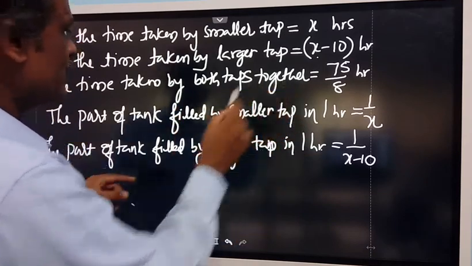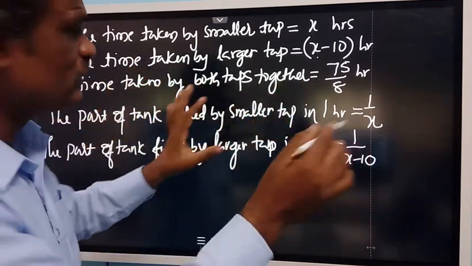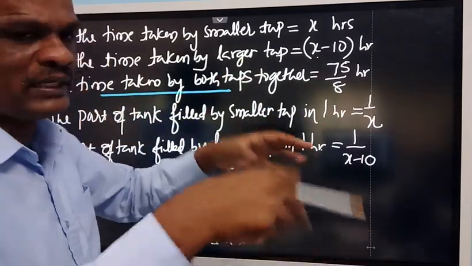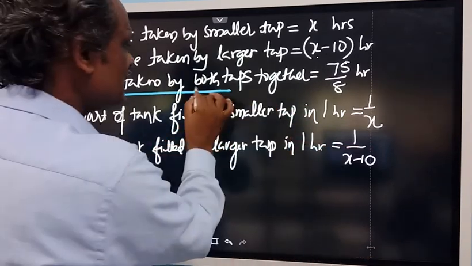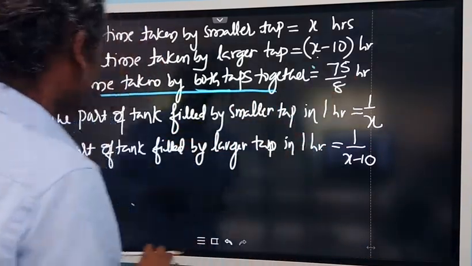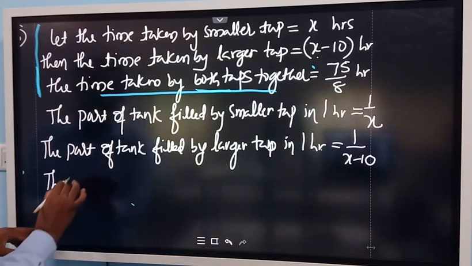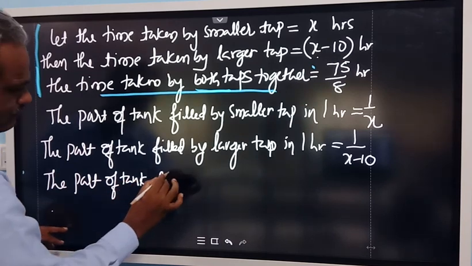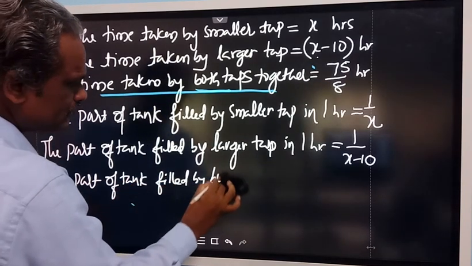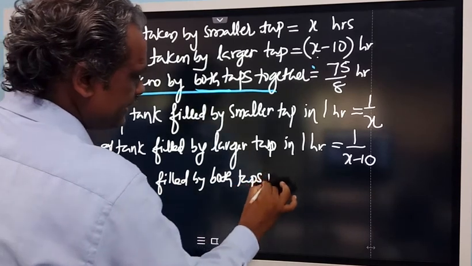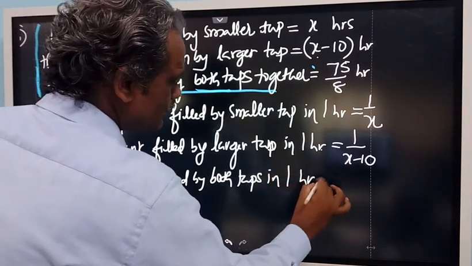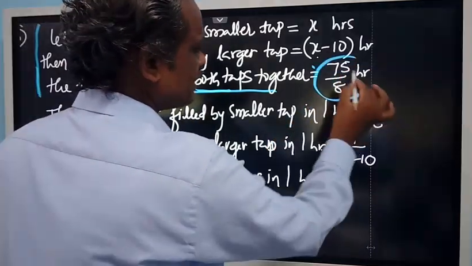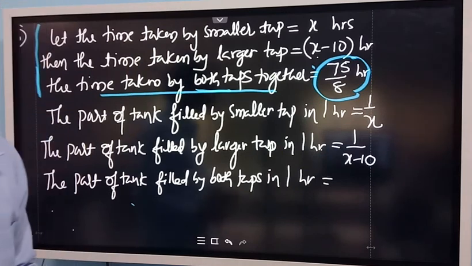Now come to the third one. You take it as 1 unit only. Together it is 1 unit. There are 2 taps, but since you are releasing them at the same time, you may assume it is 1 tap only. When you fill with both together, the time taken is 75 by 8. So you find out the part of the tank filled by both taps in 1 hour. How much part will be filled in 1 hour, if both take 75 by 8 hours?